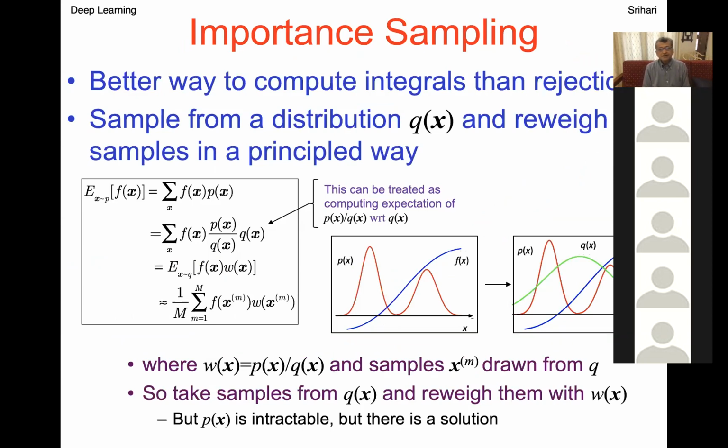So this says it's a better way to compute these integrals or the summations than rejection sampling. And it says reweigh the samples in a principled way. It says the expected value of f of x, with these manipulations, multiply and divide by q, and we refer to this p by q as w. So this says this expected value is 1 over m, the sum of f of xm times w of xm. So this is the weight. We now bring in the idea of importance. The w is the importance of the sample.